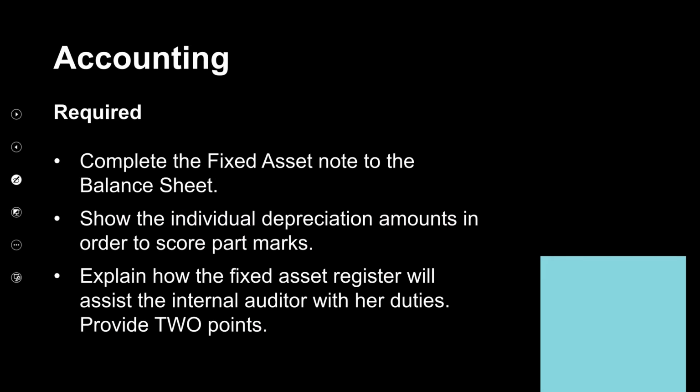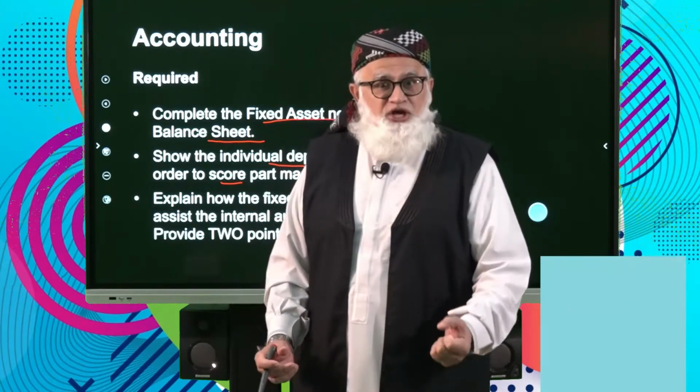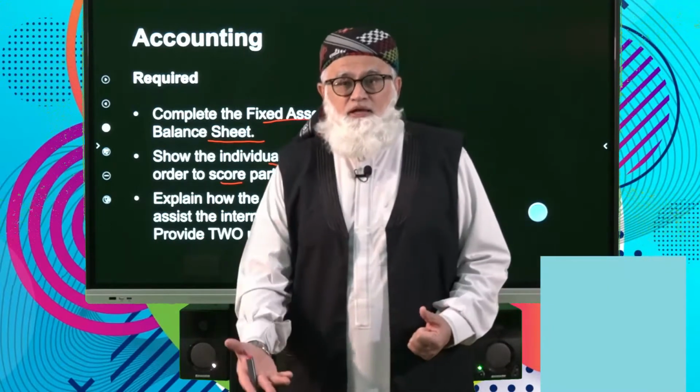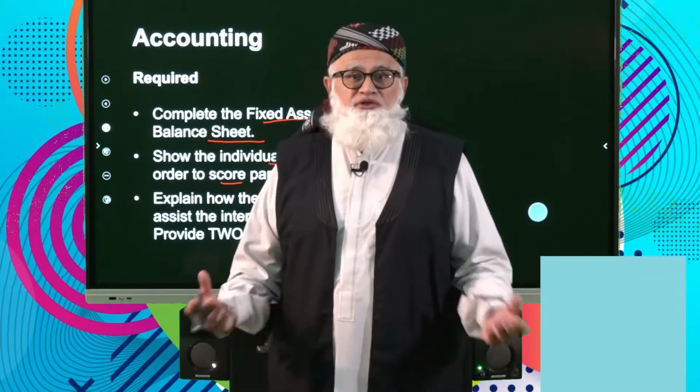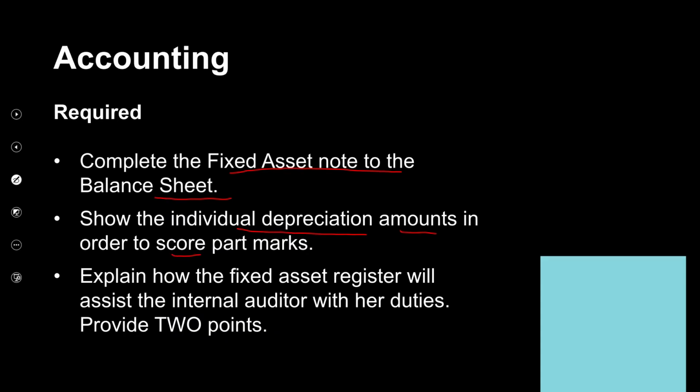We also have to complete the fixed asset note to the balance sheet. We also have to show individual depreciation amounts in order to get part marks. And this is important: when you are doing the fixed asset note, show your calculations, because if you make an error with one calculation, you could still get a part mark on the next calculation. And then explain how the fixed assets register will assist the internal auditor with her duties. Provide 2 points. So now you clearly have a picture of what is required of you.